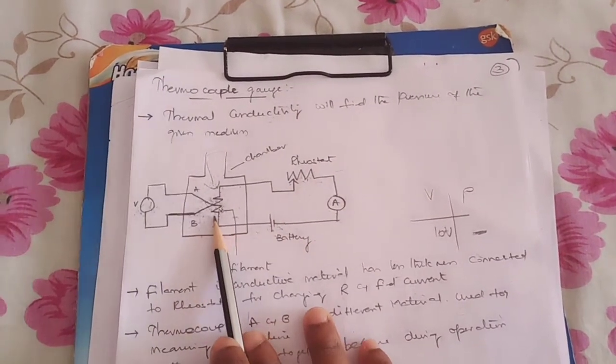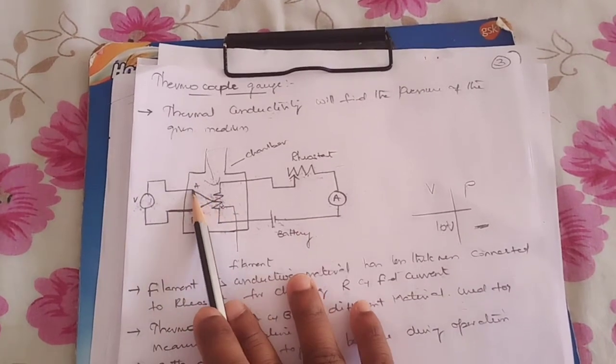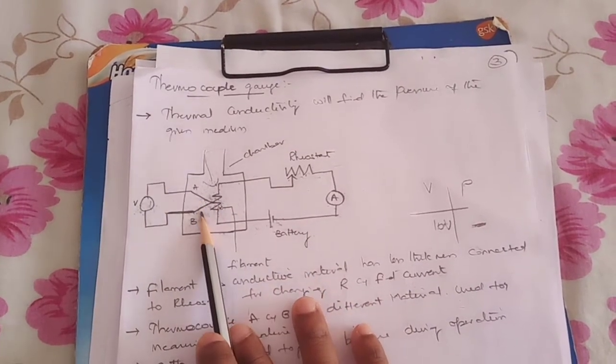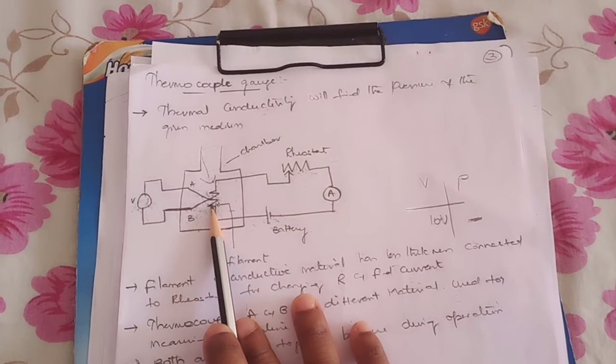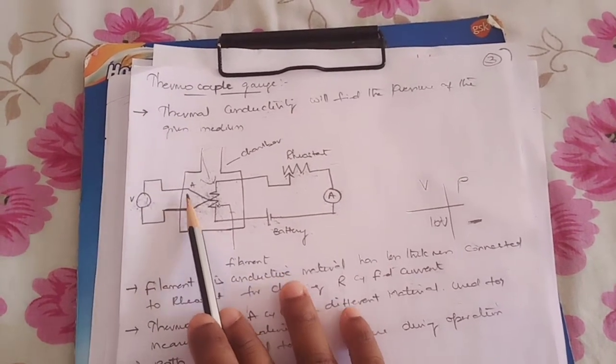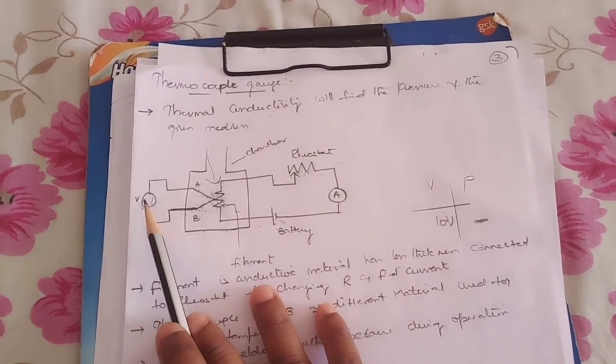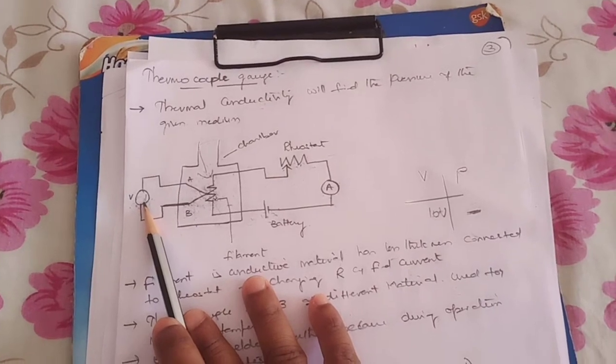connected to the filament. And this is a thermocouple having two dissimilar materials, A and B, which is generally used for the measurement of temperature difference. And the other ends of these two are connected to the voltmeter, where the display is in terms of voltage.